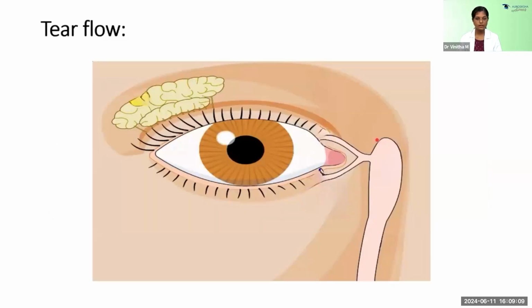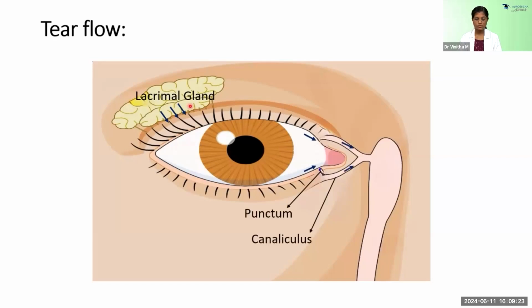Let's see how the tear film flows. The majority of the product is produced by the lacrimal gland. It passes and spreads throughout the eye and gets collected near the punctum. Then through the canaliculus, it passes to the lacrimal sac. Then it gets eliminated through the nasolacrimal duct.